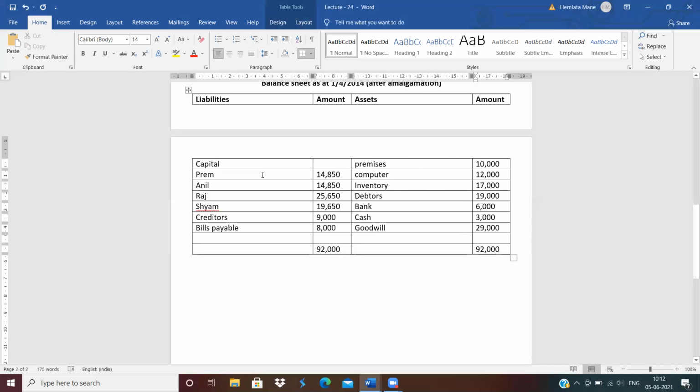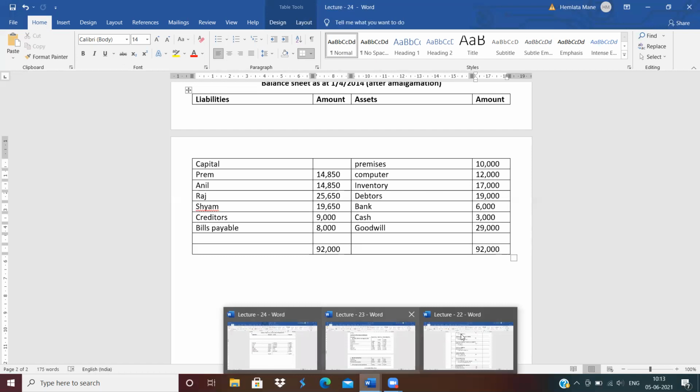Take all these assets and then take capital balances. How to write the capital balances? From the balancing figure of the partners' capital accounts you have to write, and then you have to write the external liabilities which are taken over by the new firm. Okay, the furniture. See here, the furniture was not taken over by the new firm, so here we have not written the furniture. Clear?